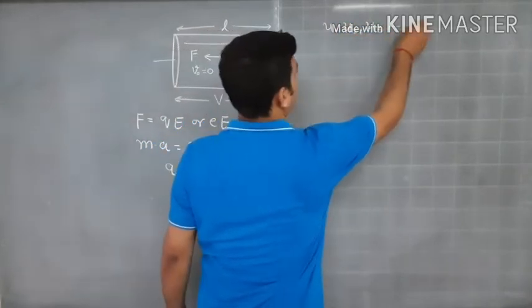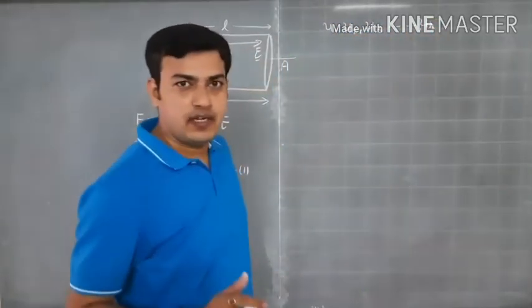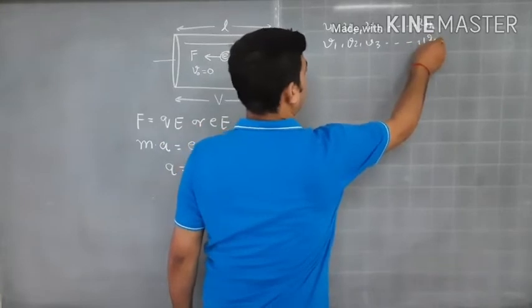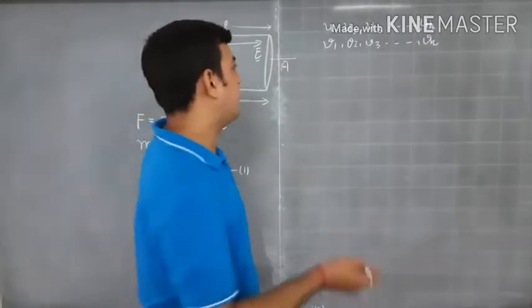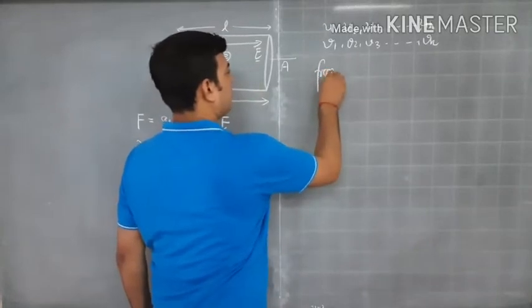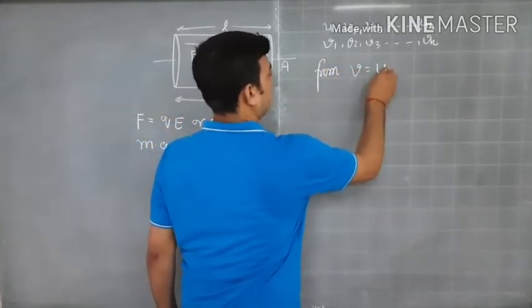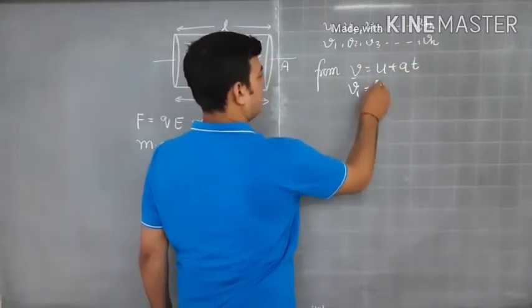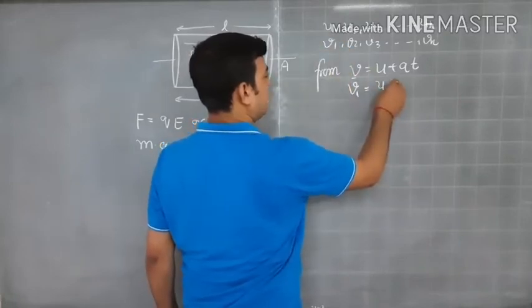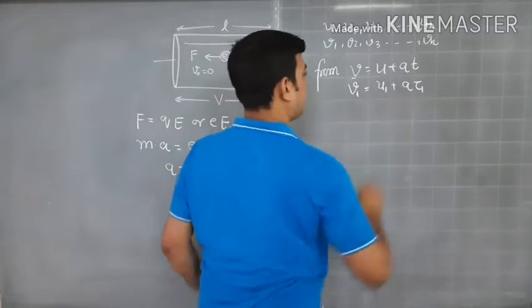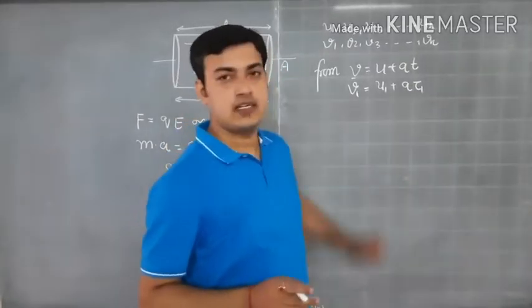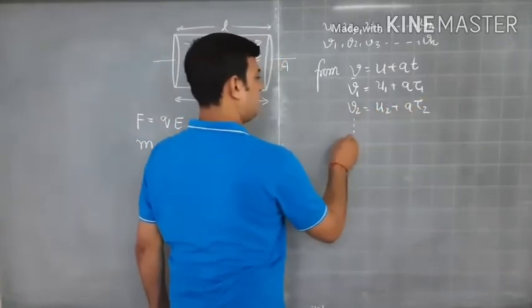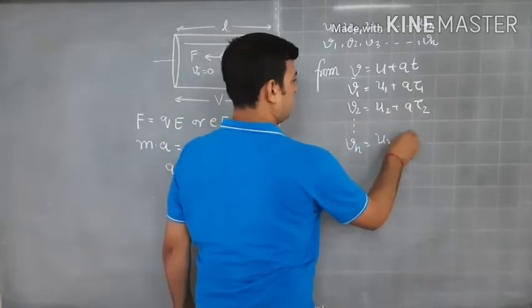and u1, u2, u3 up to un are the initial velocities of the electrons, and v1, v2, v3 up to vn are the final velocities after time tau. Then from the first equation of motion, I can write v equals u plus at. This is the final velocity of one electron. For the first electron, the initial velocity is u1, the acceleration is a, and the time is the collision time, which I am taking as tau1. Similarly, I can write it for the next ones, and this is for the nth electron.